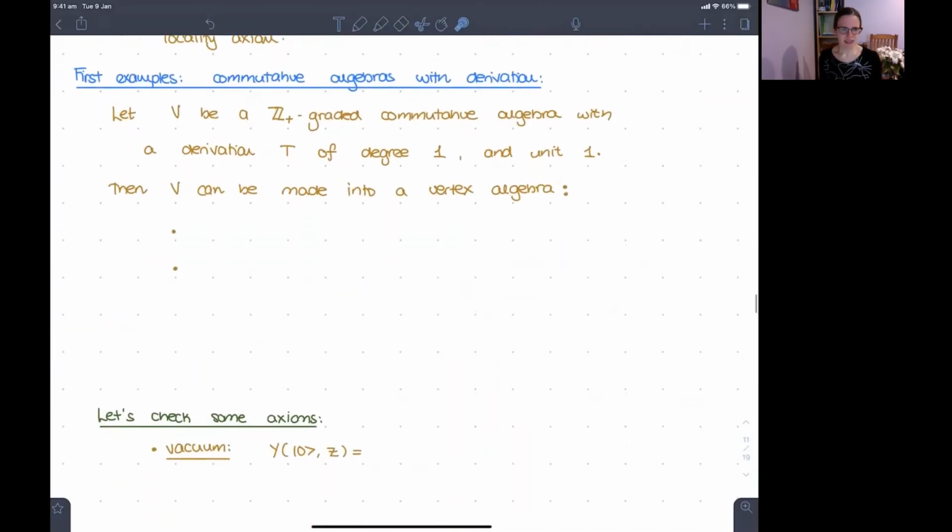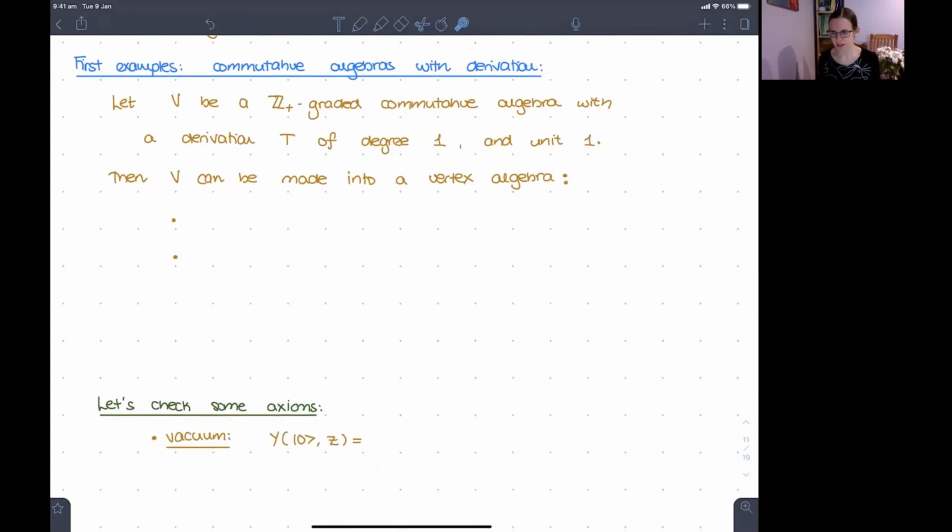Okay, so let's look at our first examples of vertex algebras. So we construct them starting with a graded commutative algebra with a derivation of degree 1 and a unit, which we will call 1. Then we can make this V into a vertex algebra by taking the vacuum to be 1, and by taking our vertex operators to be given by multiplication by this guy.